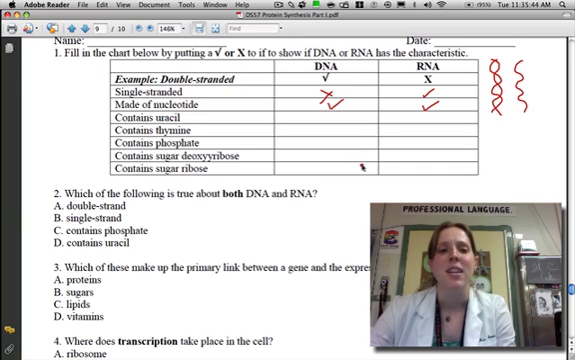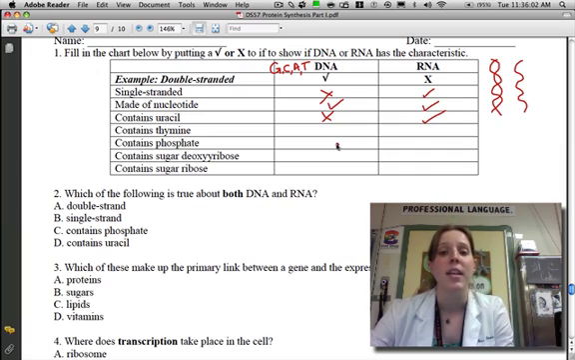The next one says contains uracil. Now DNA does not have uracil. It doesn't have any U's in it. DNA only has the letters G, C, A, and T. Only RNA has a U, so I'm going to put a check here for RNA.